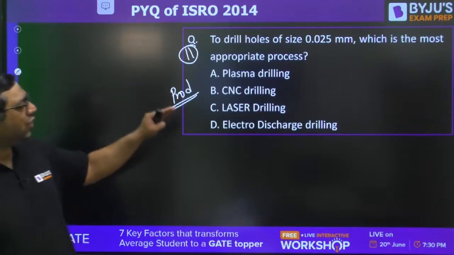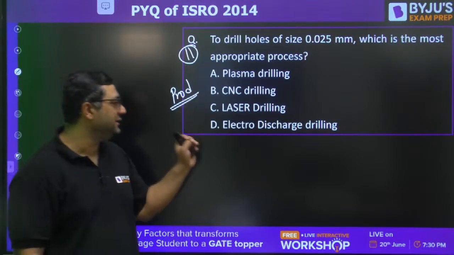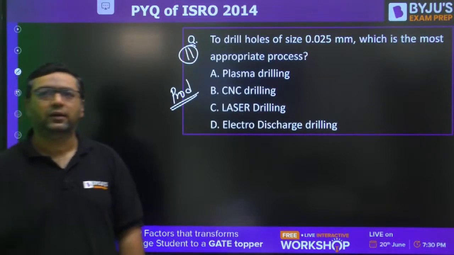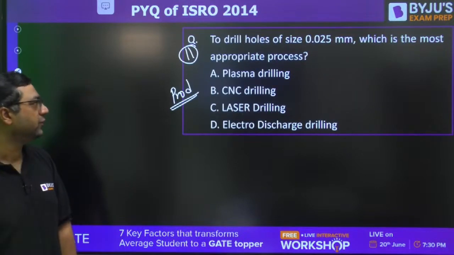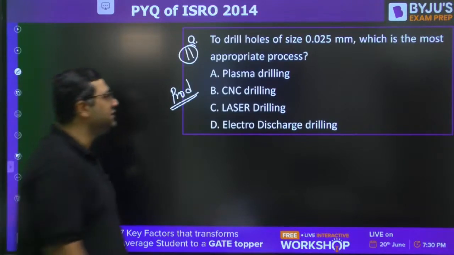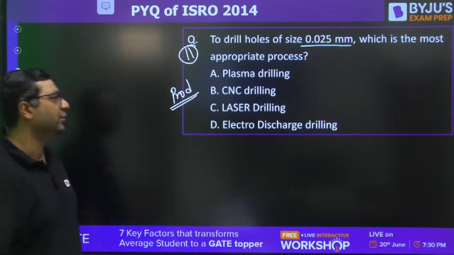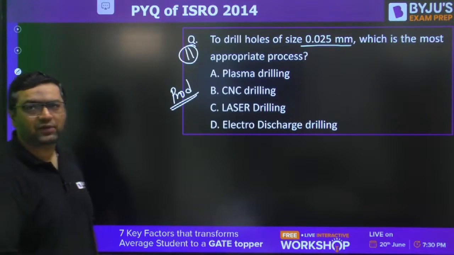To drill holes of this size in MM, which is the most appropriate process? Plasma drilling, CNC drilling, laser drilling, or electro discharge drilling? Anybody? Thanks, Arun. So what would be the answer for this? For this much small size hole, we need to go with which one? Plasma, CNC, laser, or electro discharge drilling?